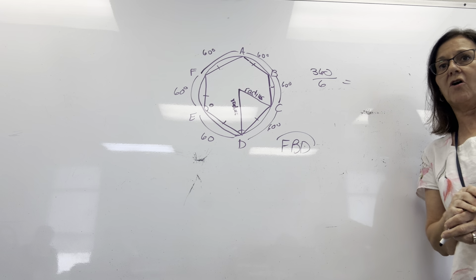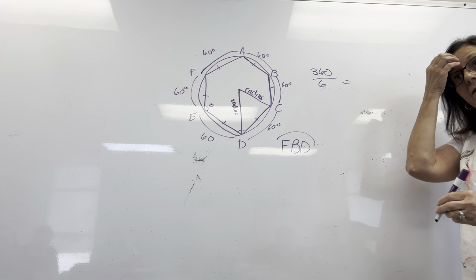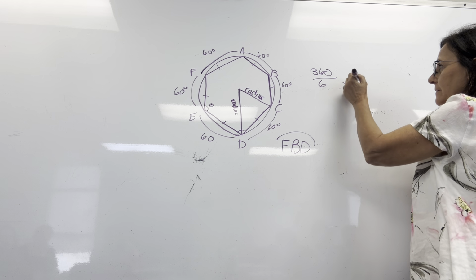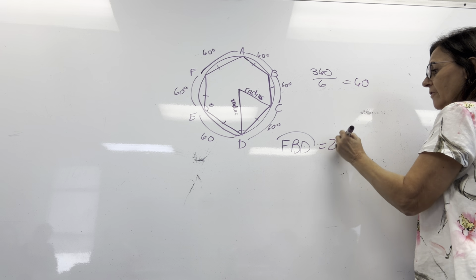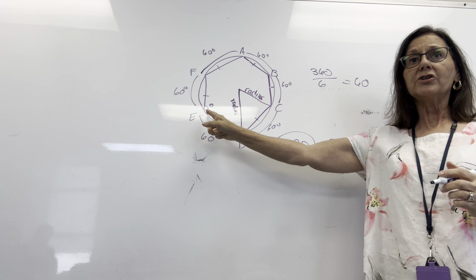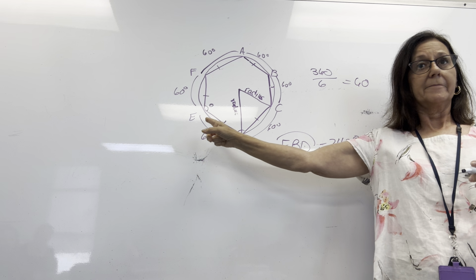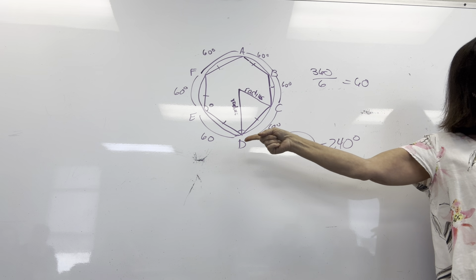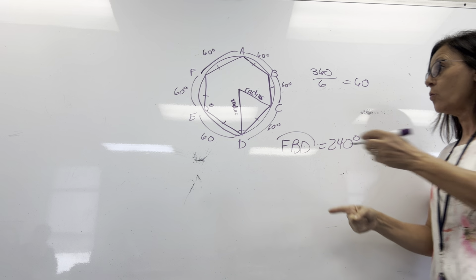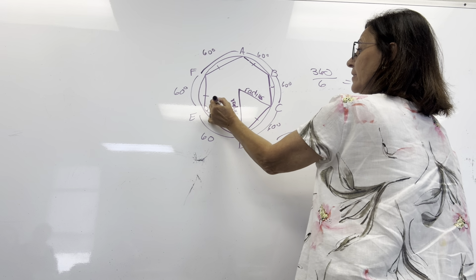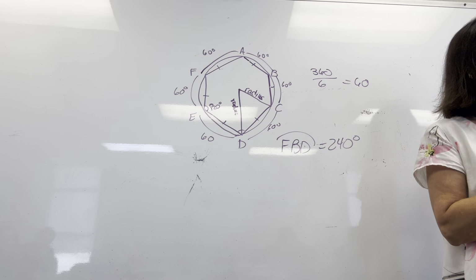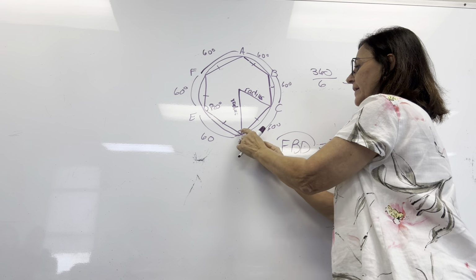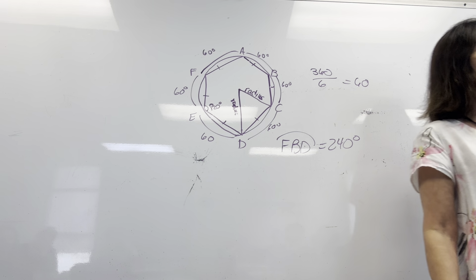So I could look, what is the measure of arc FBD? FBD. How many 60s are there? 4. Did you say 4? So 4 times 60 is 240. And the measure of an inscribed angle is half the measure of the intercepted arc. So that angle is 120. This angle is 120 degrees. Okay, that's 120, all right?